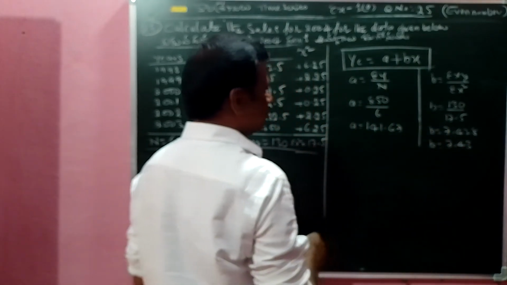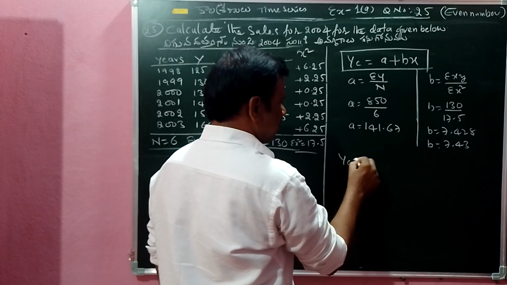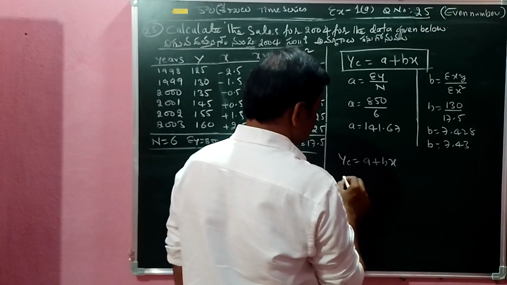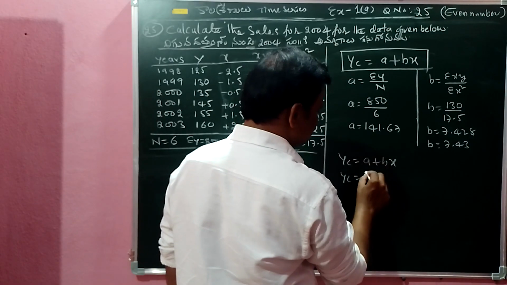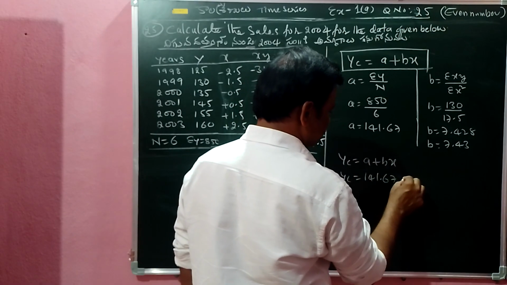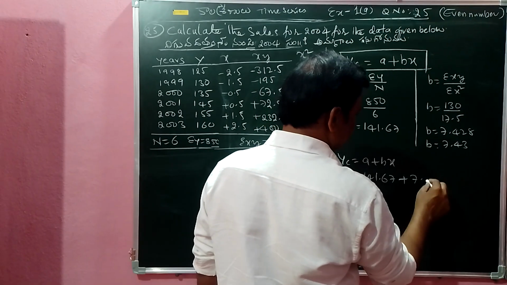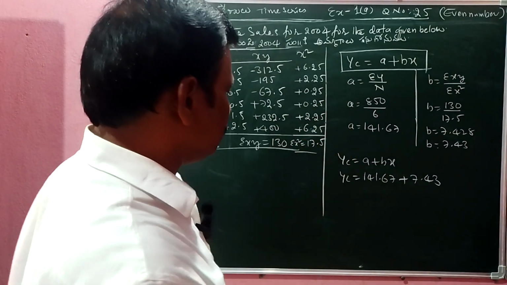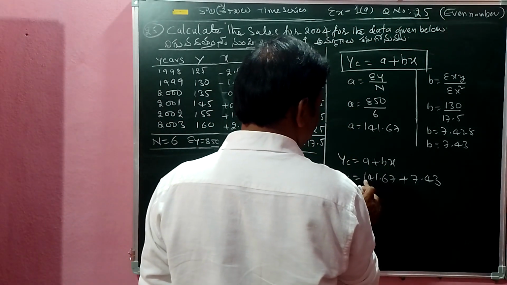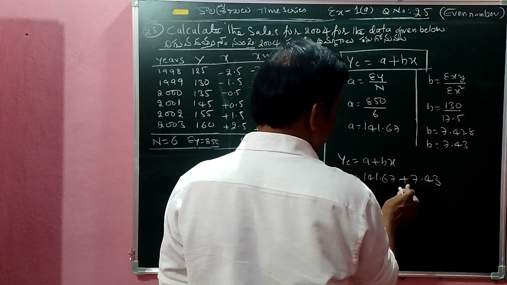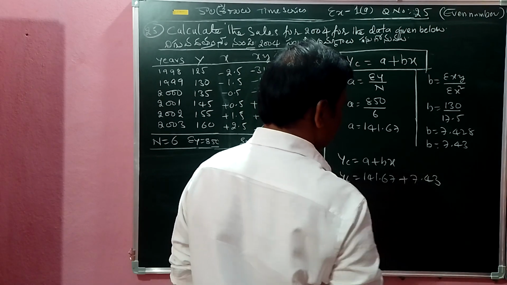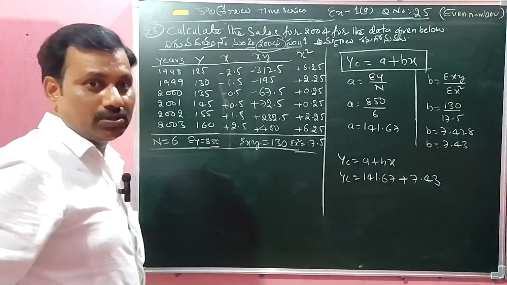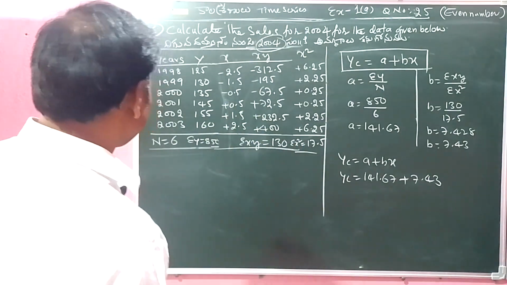So here calculate YC equal to A plus BX. YC equal to A, which is 141.67, plus B, which is 7.43, so YC equal to 141.67 plus 7.43 x. Here what they are asking is the 2004 value, the 2004 sales value.